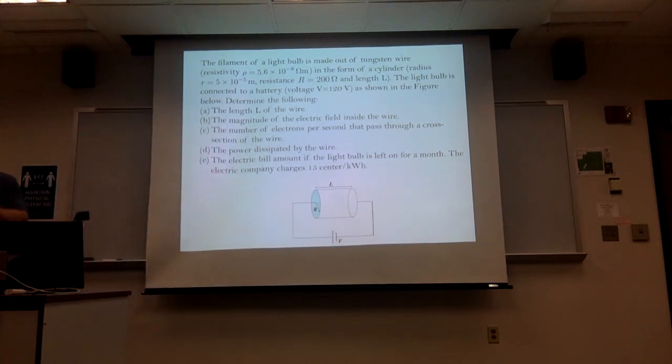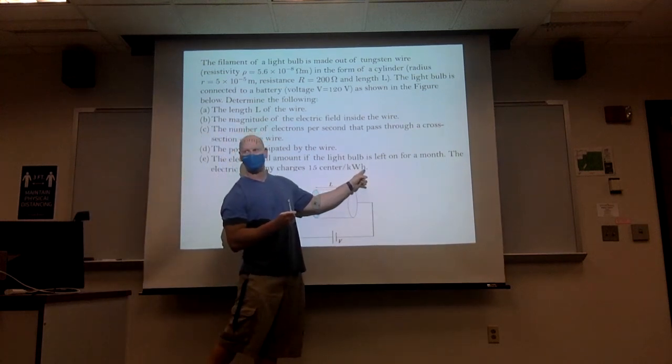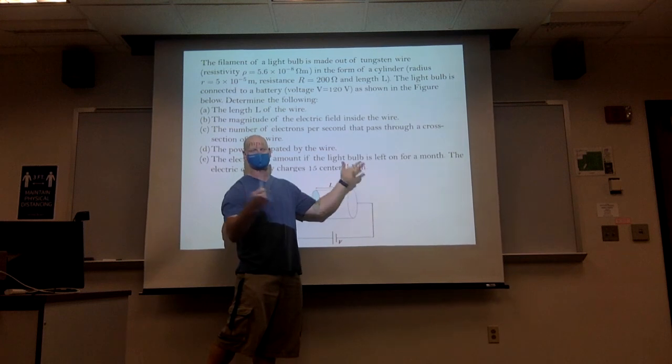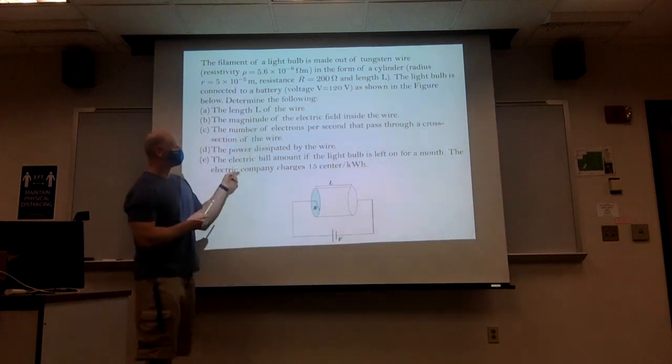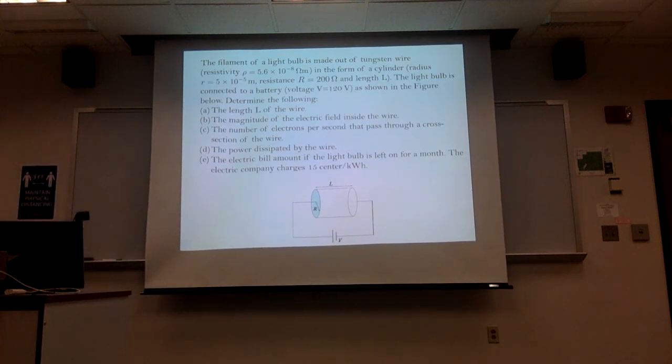A kilowatt hour is a unit of energy. Remember, watts is energy per unit time, which means that a watt hour is the same thing as a unit of energy. I'm taking a power times the time, which is the same thing as an energy. So what you want to know then is how much money do you have to pay the power company if you left this tungsten wire, or the light bulb, on for 30 days straight? Never turned it off. How much money would that be?